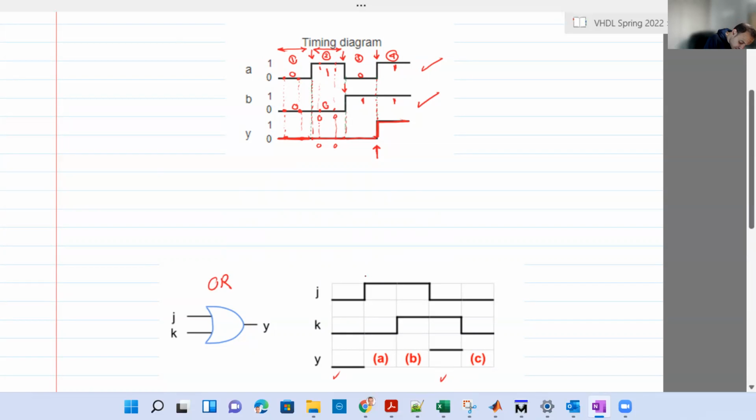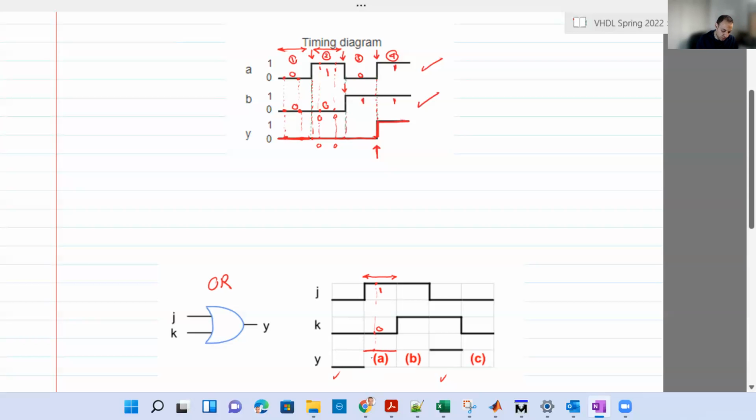Okay, for the A division, this part here, the input J is 1. The input K is 0. So 1 OR 0 will give you 1. So we're going to have 1 here. You can check by taking simple points in between, like this point is 1, the corresponding point is 0, and 1 OR 0 is 1, and the corresponding output is 1 here.